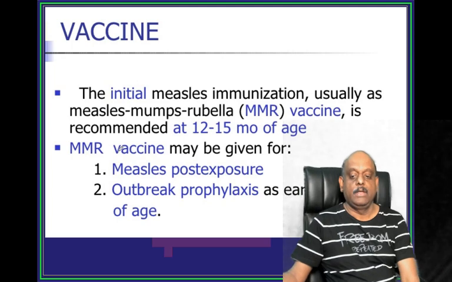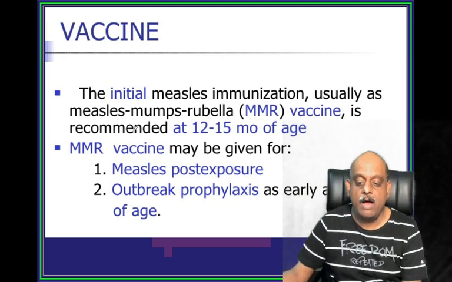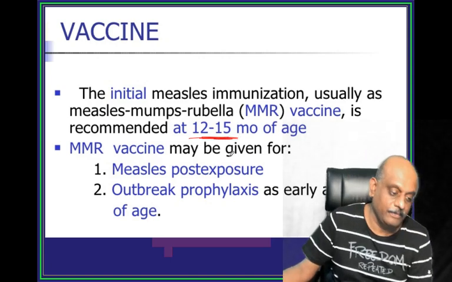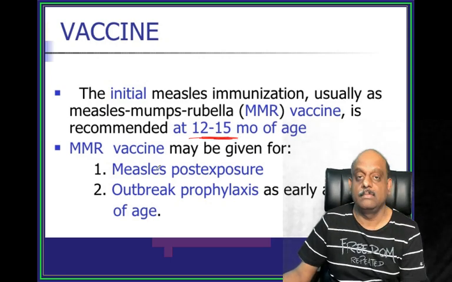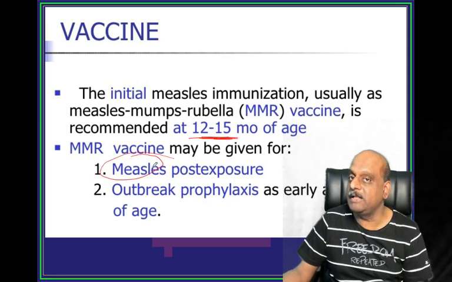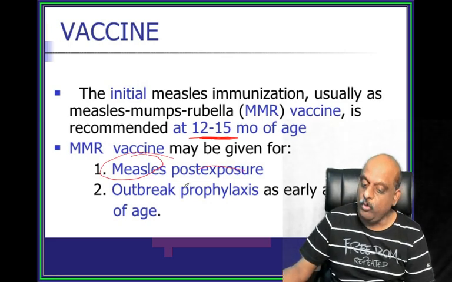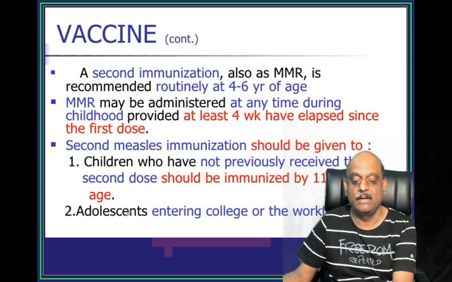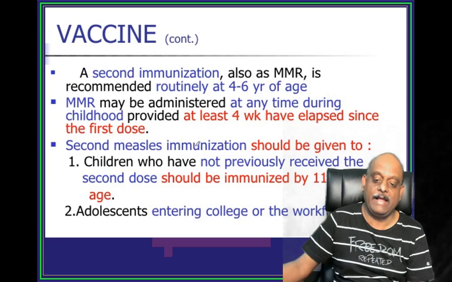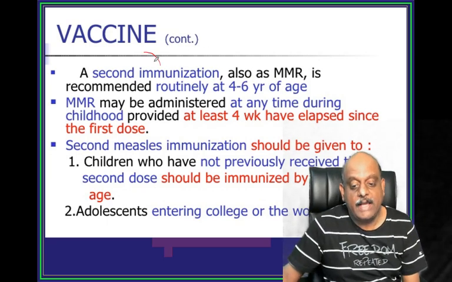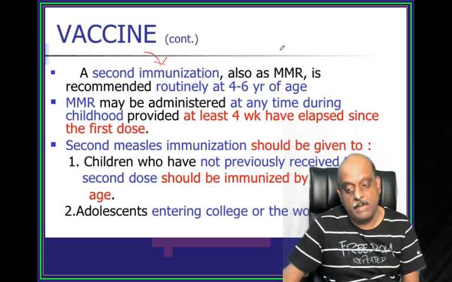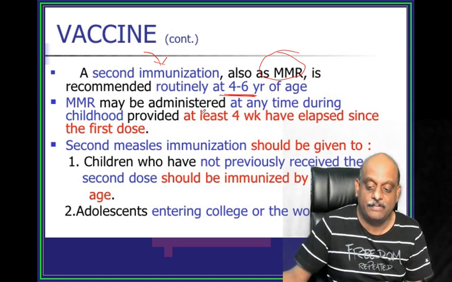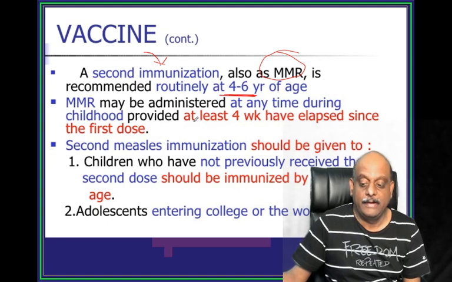Now, the MMR is recommended at 12 to 15 months of age, and it is given for measles post-exposure, or outbreak prophylaxis as early as 6 months of age, if there is any outbreak. A second immunization also as MMR is recommended routinely at 4 to 6 years of age.